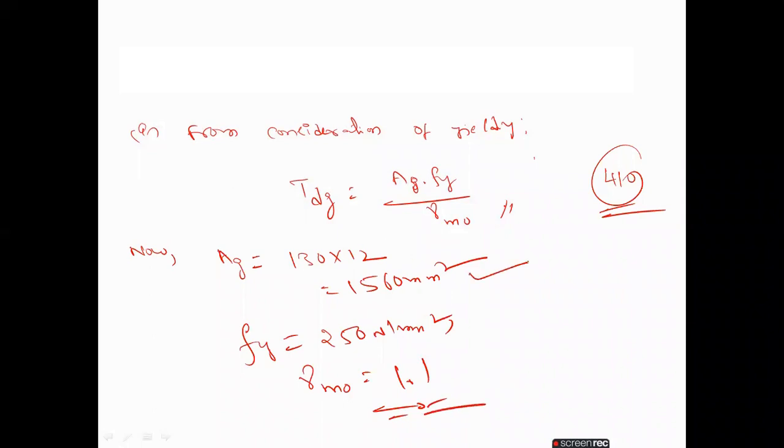Now substitute Ag, fy and gamma m0 into this, and we will get the answer Tdg. It is nothing but 1560 multiplied by 250 divided by 1.1. I will get the answer in Newtons. Now convert into kilonewtons.